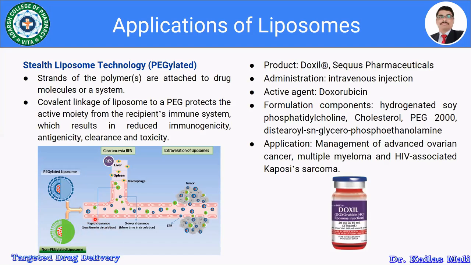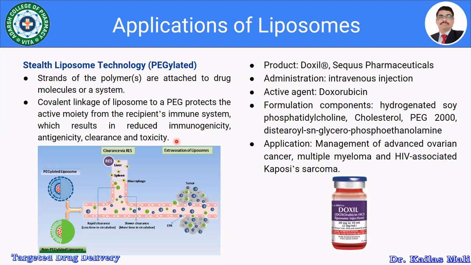Whereas the non-PEGylated liposomes have rapid clearance and less time in circulation. So, the covalent linkage of the liposome to a PEG protects the active moiety from the recipient's immune system, which results in reduced immunogenicity, antigenicity, clearance, and toxicity.